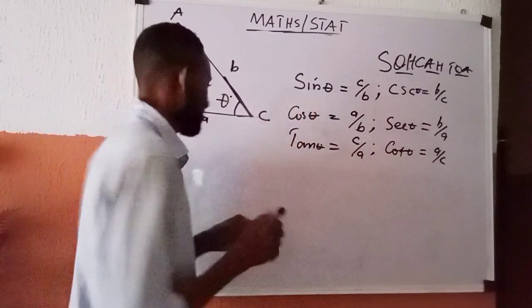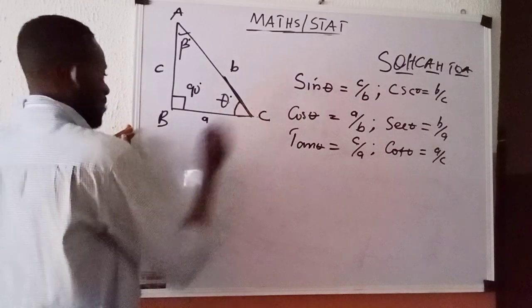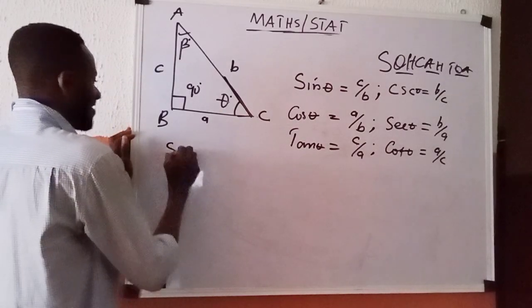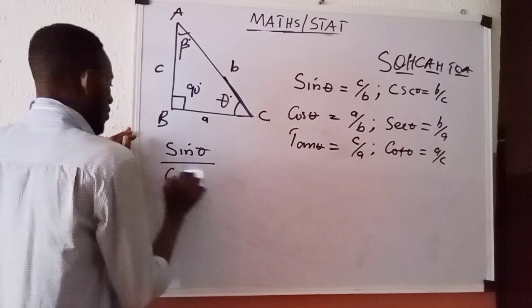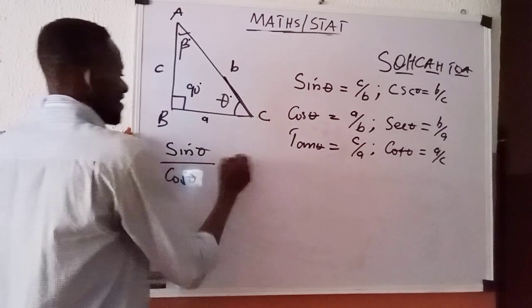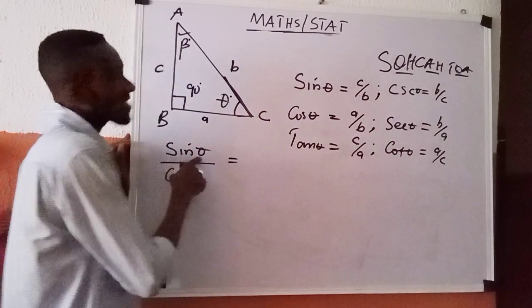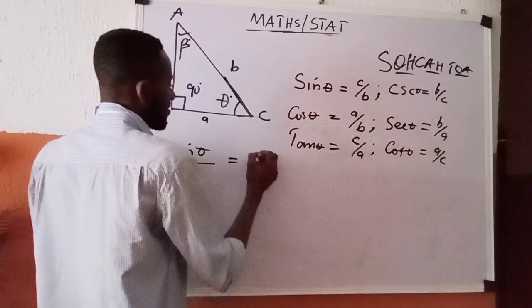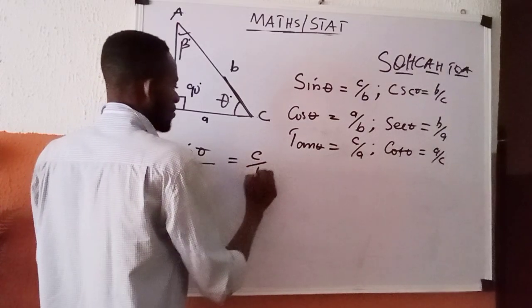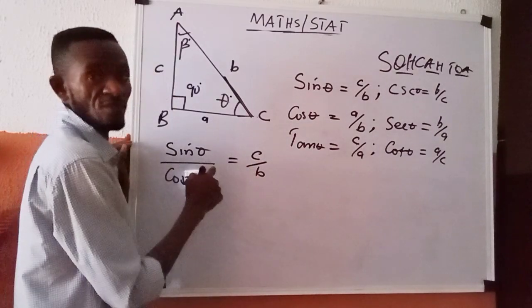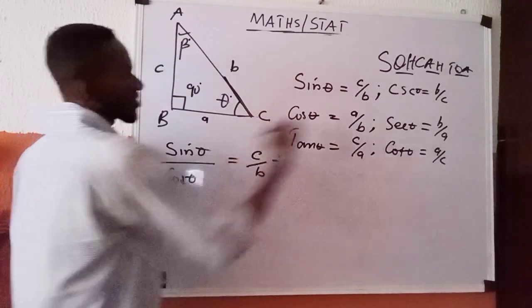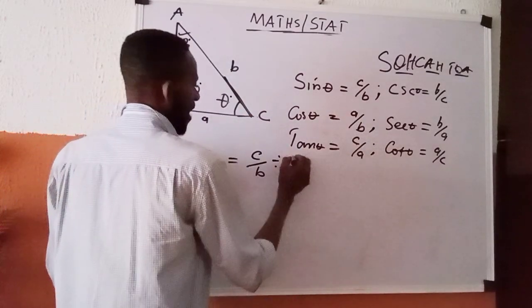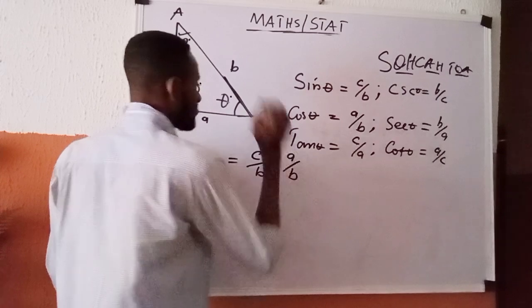So I'll come here and I'll write the first one. The first one says sin theta all over cos theta. This equals, sin theta is C all over B. So I have C all over B. This sign means divide by. So I have divide by. Cos theta means A all over B. So I have A all over B.